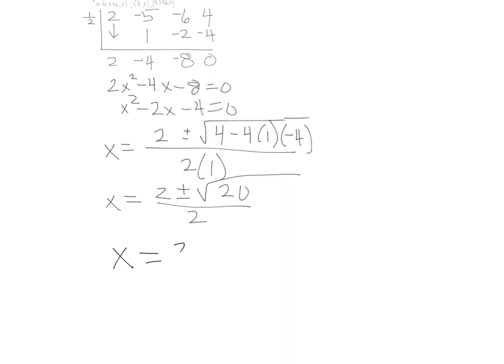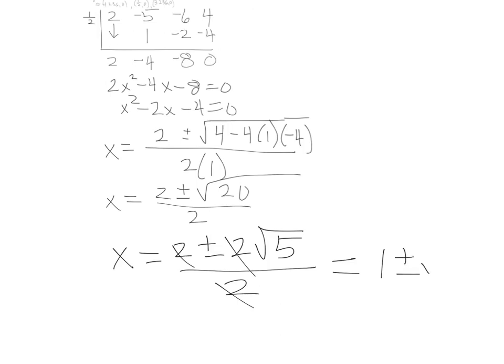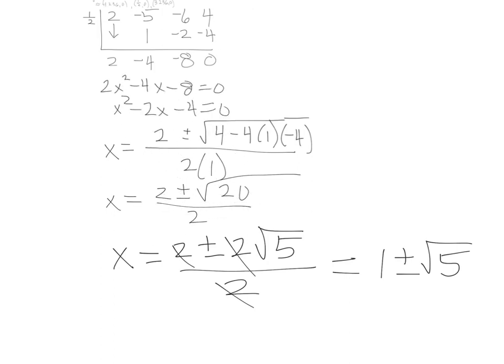Let's break down that radical. Root 20 would factor into 4 and 5, and then the root 4 turns into 2, so we have 2 root 5 divided by 2, and then we have a 2 in all those. We can cancel it out. It would give us 1 plus or minus root 5, and I bet you if you plug it in a calculator, it will give you the exact same values as what we had above in decimal form.